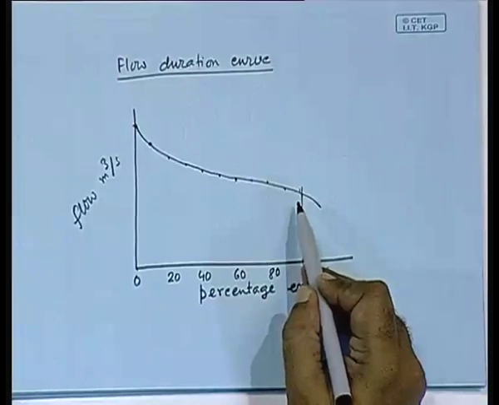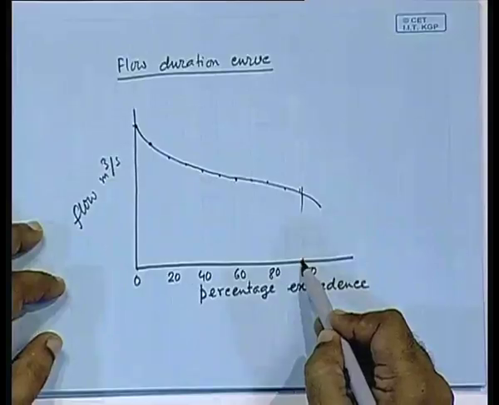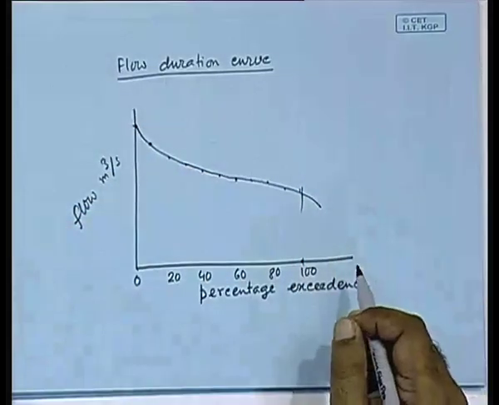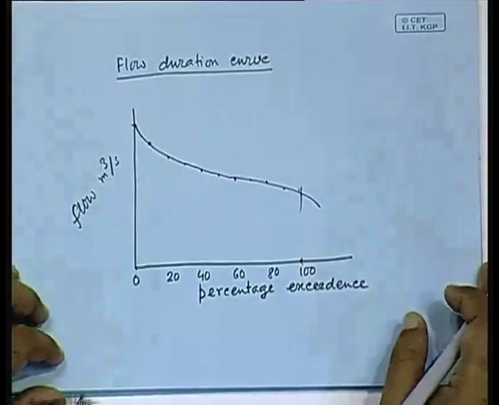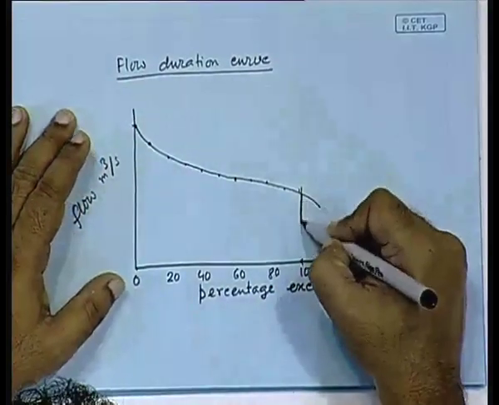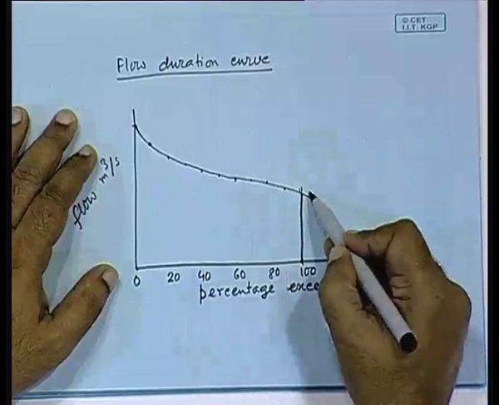There is flow throughout, and of course in many places there are streams that completely dry up during the dry seasons. In that case this point will be 0, it will come down to 0. Fine. So, you have a graph like this from here to here, this part will not be there of course.